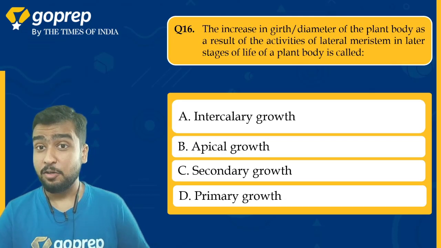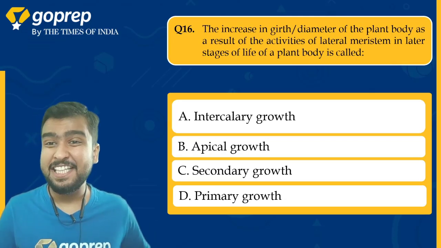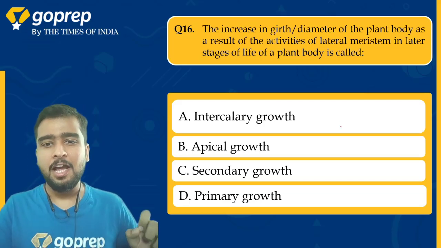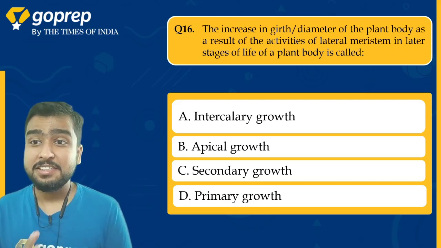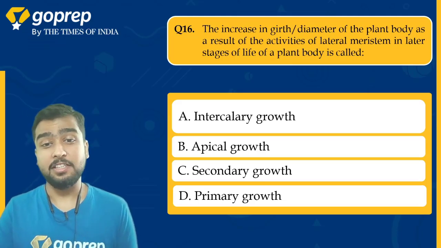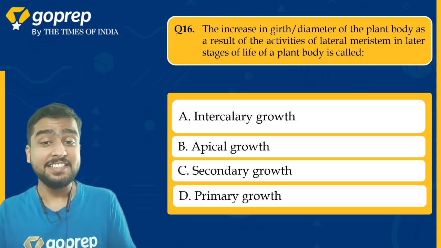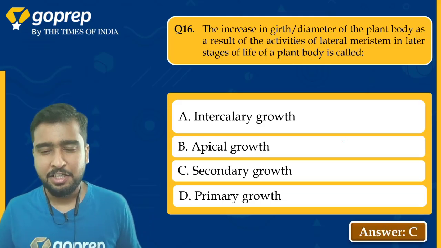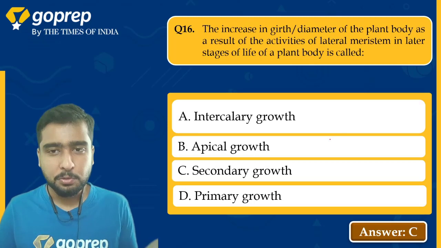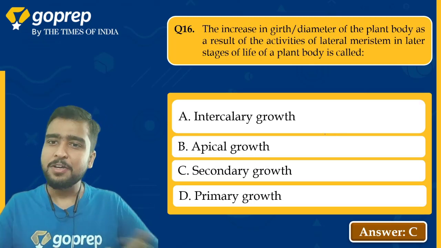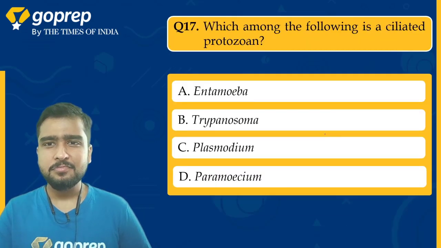Increase in girth or diameter, that means we are talking about the cambium, also called the lateral meristem. Now, the increase in cambium in later stages of life of the plant body is called secondary. Secondary means it's not present in the plant from the very beginning, right? So it's secondary growth, a growth which comes from secondary meristems, that is the cambium or the lateral meristem.